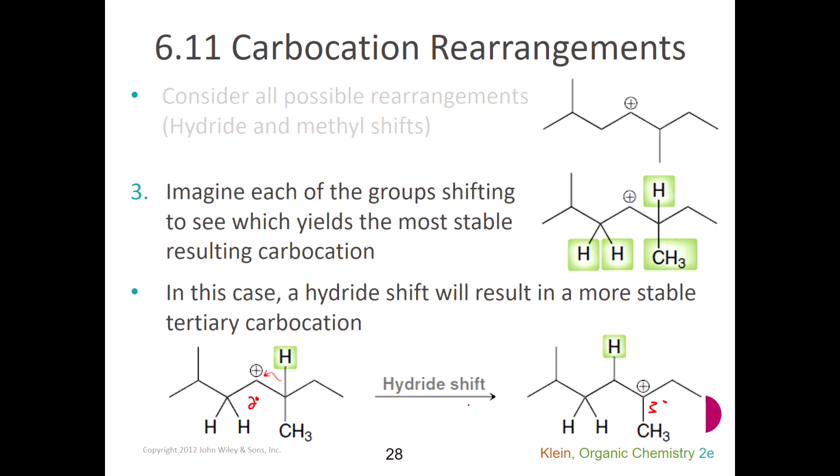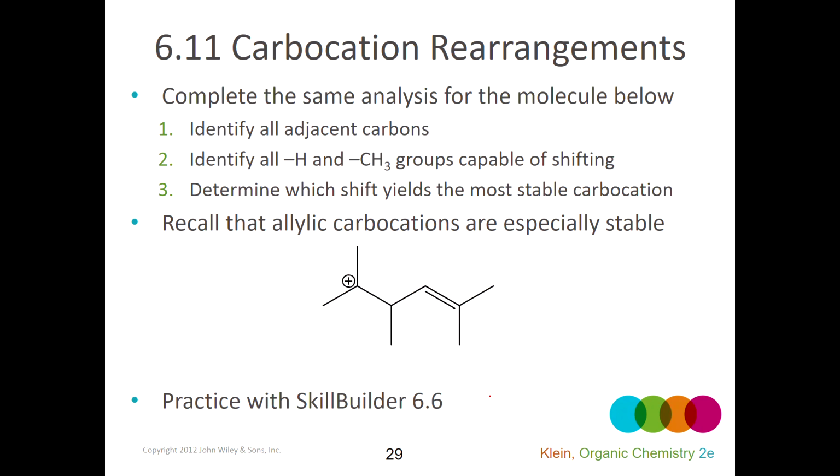I also always want to consider the possibility of resonance. If resonance could stabilize the carbocation, I want to do a shift that will allow that to happen before I'm worried about secondary versus tertiary. This example here illustrates that. Here I've already got a tertiary carbocation. So you might say, well, if it's already tertiary, why would it rearrange? Well, it would rearrange if it can become more stable.